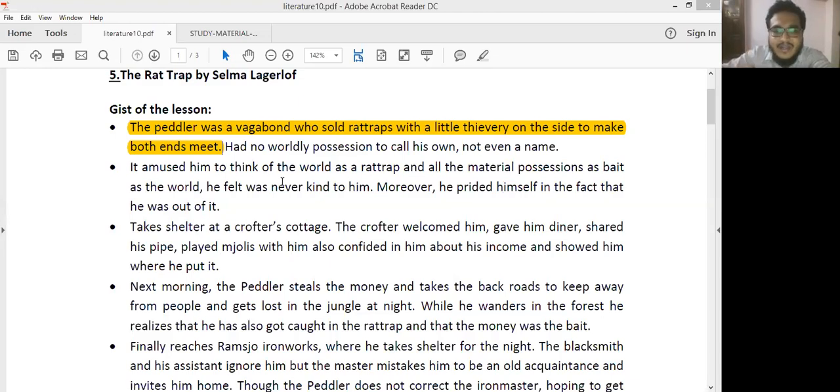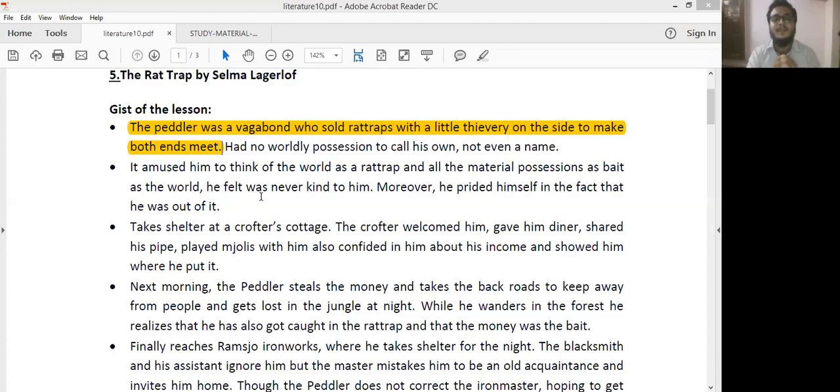Okay, this is the thought of the rat trap seller. So it amused him to think of the world as a rat trap and all material positions as bait. We have discussed what the material things are. He felt the world was never kind to him, means the world was never kind to him.